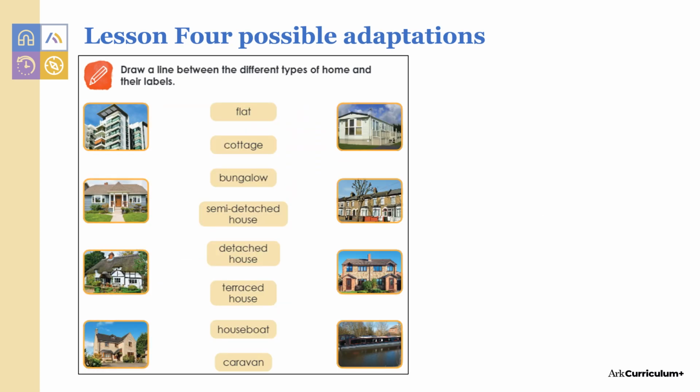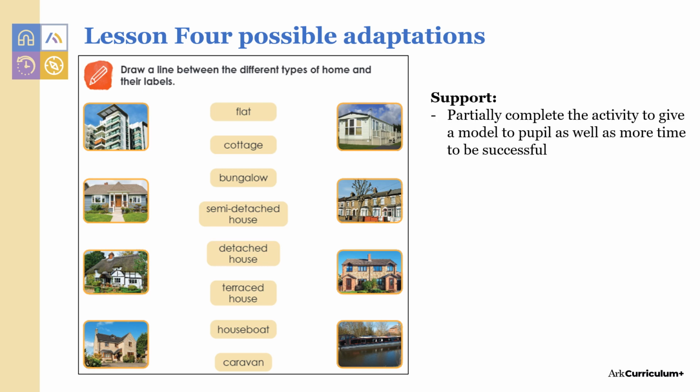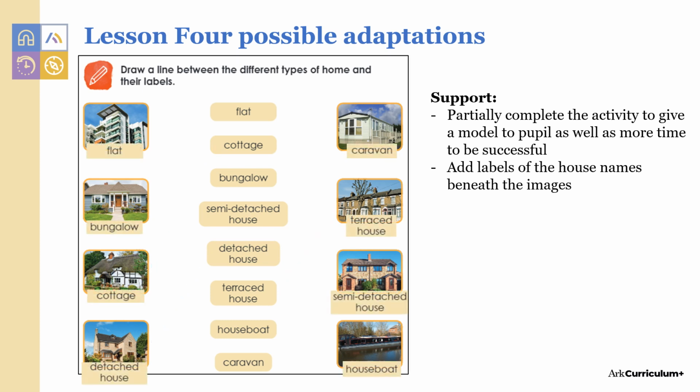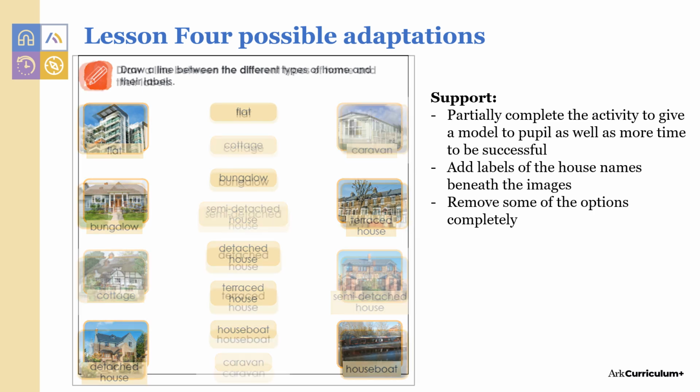In Lesson 4, pupils need to draw a line between the different types of home and their labels. To support pupils, partially complete the activity as a model and give pupils more time to be successful. You could also add labels of the house names beneath the images so pupils can match the name to name, or you could remove some of the options completely.